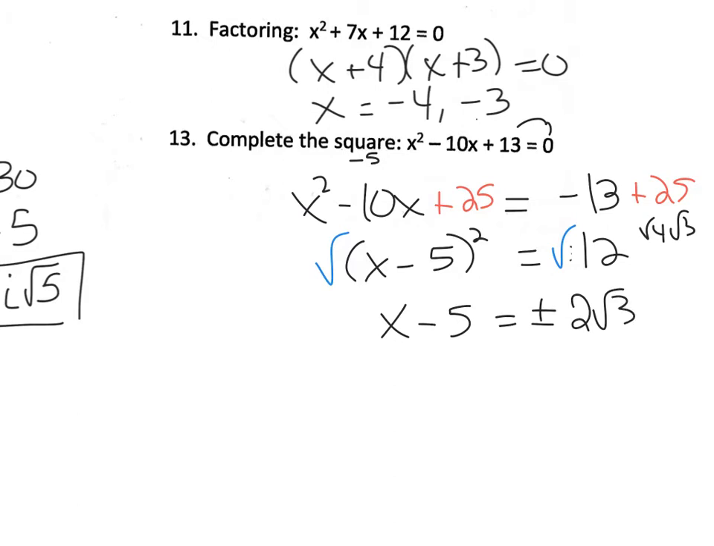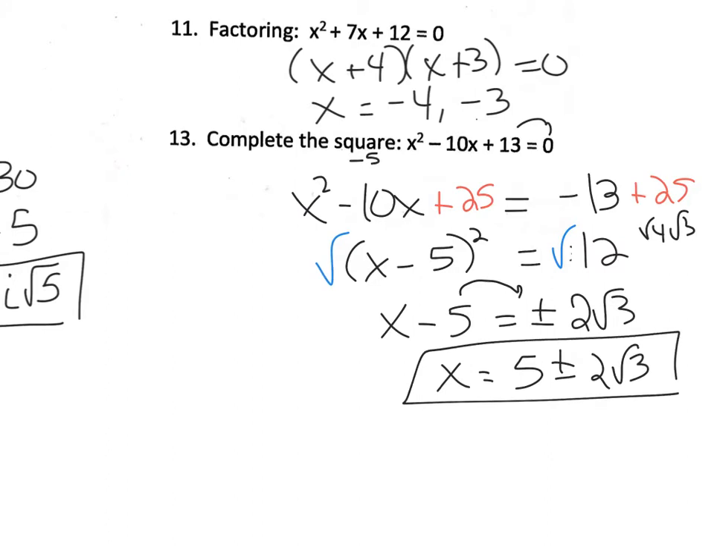Be very careful there. One more step. Move the 5 over. It becomes positive 5 plus or minus 2 root 3. And there's that one.